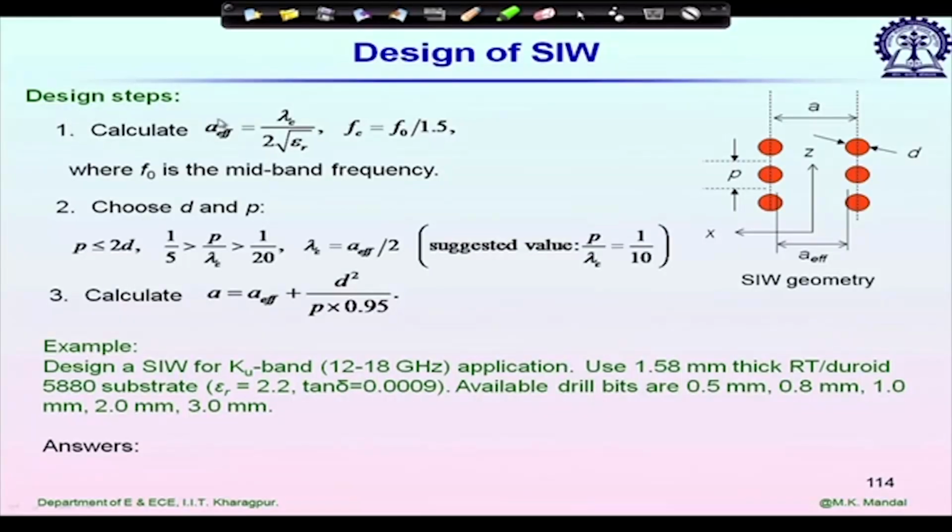Next are the design steps. Let us say for any given application, you are asked to design one SIW. That means you have to choose a substrate first, and then you choose your periodicity, you choose your D, and you choose the via to via sidewall separation A. We already have the design rules, so we can use those design rules to obtain the physical parameters for fabrication. Let us start with the first step, calculation of A effective. Once we have A effective, from that we can calculate the physical separation A.